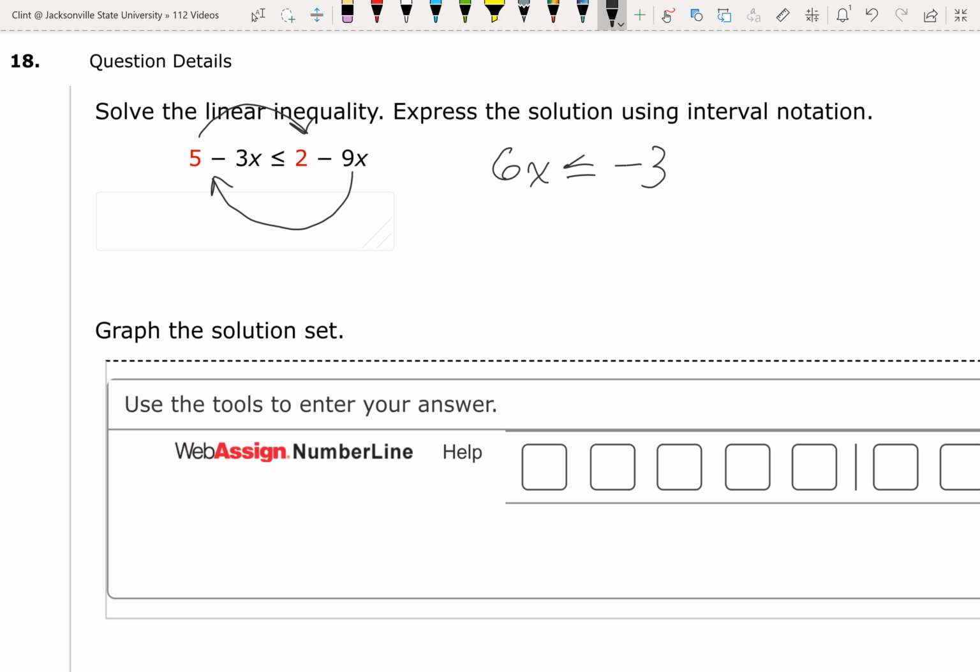You can do that in 2 steps if you need to. I'm going to divide both sides by 6. We don't have to flip the inequality because 6 is positive. You only flip the inequality when you multiply or divide by a negative. So we get x is less than or equal to negative 3 over 6, or negative 1/2. It says express the solution using interval notation, and then down here it says graph the solution.